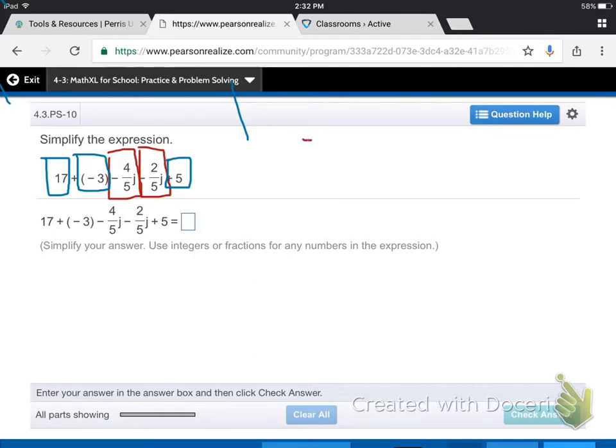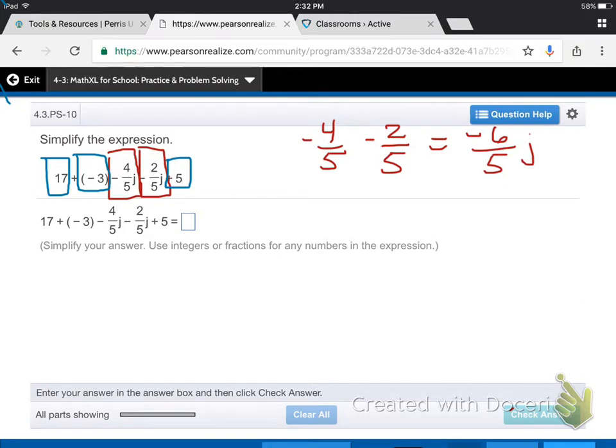So we have negative, let me erase this. We have negative 4/5, and then also negative 2/5. So let's add them together. They're both the same sign, negative, and so that's going to equal, just add straight across because they have the same denominator, right? Negative 6/5. And that's going to be j, right?